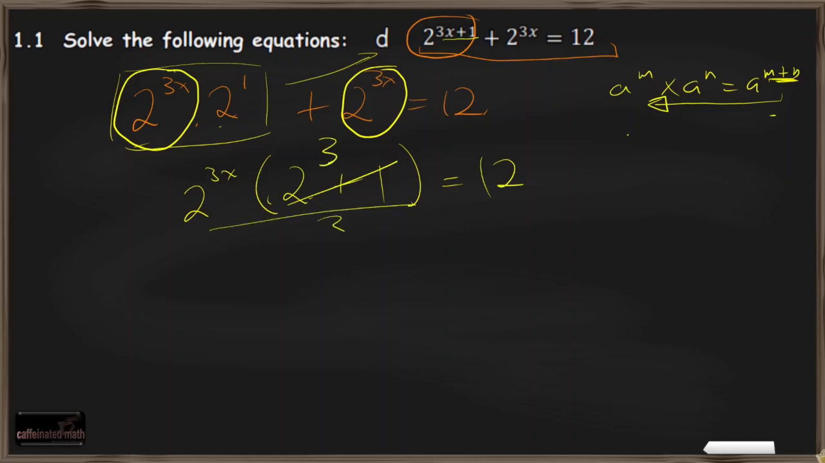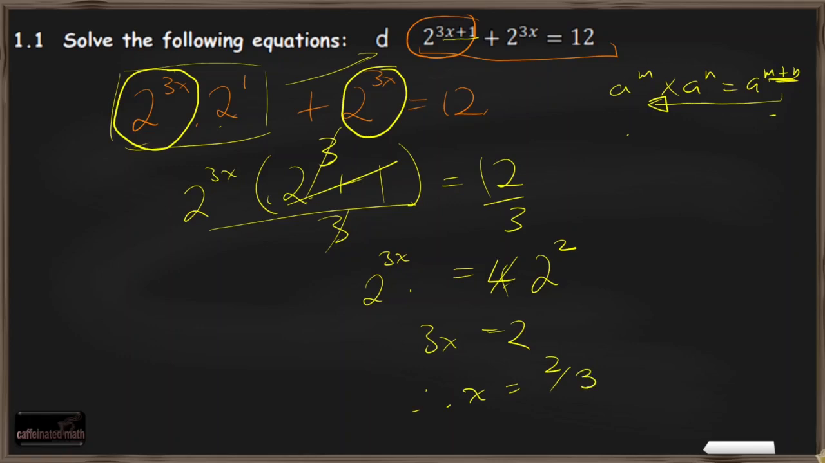Now I can divide both sides by 3, which, well, anything divided by itself is just equal to 1. So 2 to the power 3x is equal to nothing else other than 4. And 4 can be rewritten as 2 to the power 2, which means I can now equate exponents, and I'll have 3x being equal to 2. Thusly, x is equal to 2 over 3. It's good.